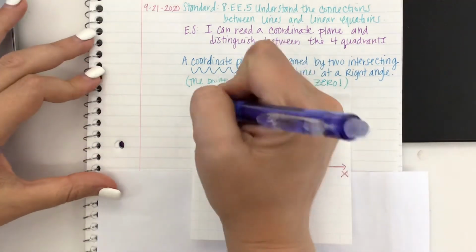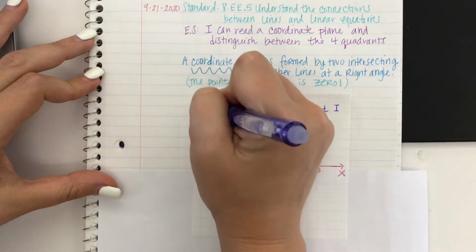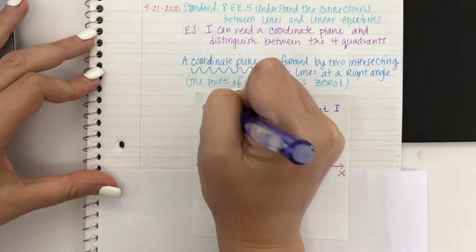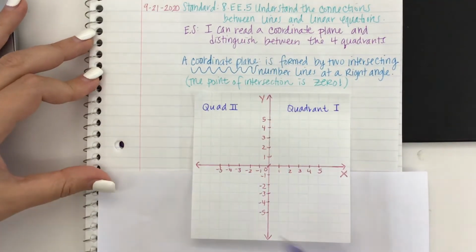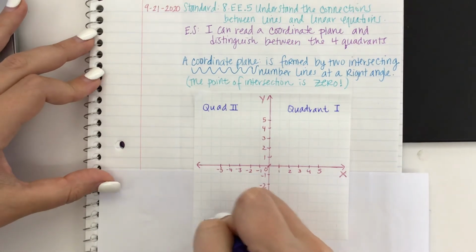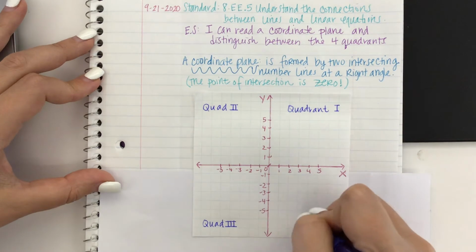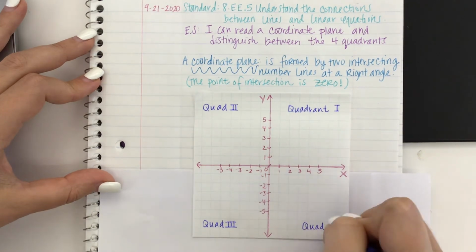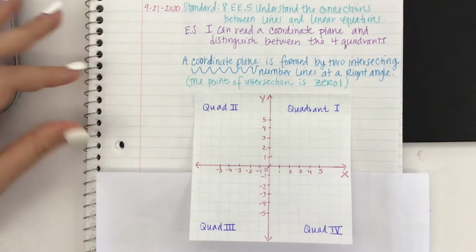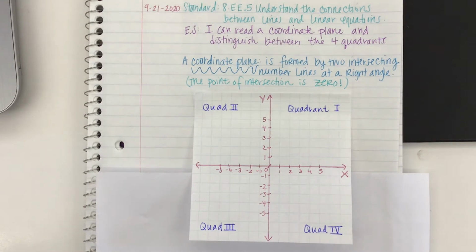Over here we are going to have quadrant 2. Okay, I abbreviated it. And down here we're going to have quadrant 3. And last we have quadrant 4. Okay, so here we have our 4 different quadrants.